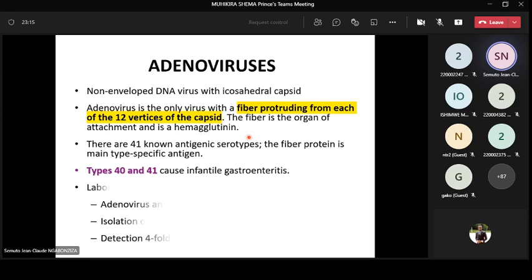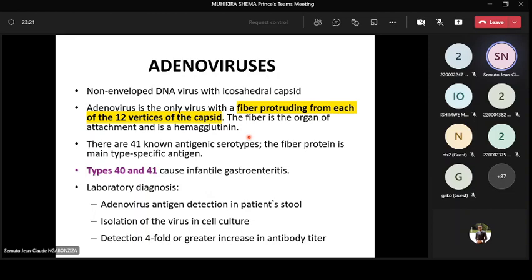So laboratory diagnosis is by detecting antigen in a patient's stool, or isolation, which is rarely done, or detecting a very high fold of antibodies. If the titer is very high, it means the patient may be infected. But antibodies in this case are not that useful, as the virus can be there even without symptoms.